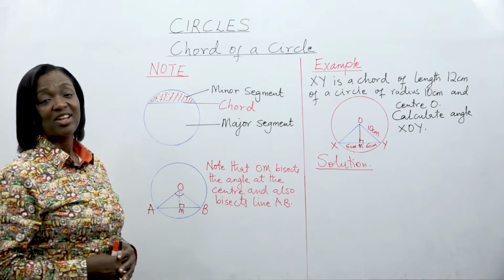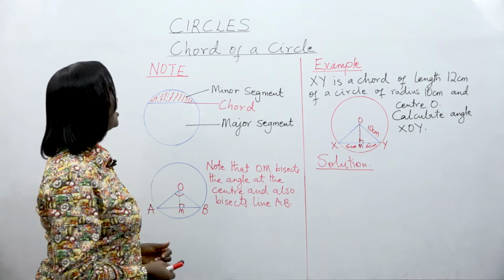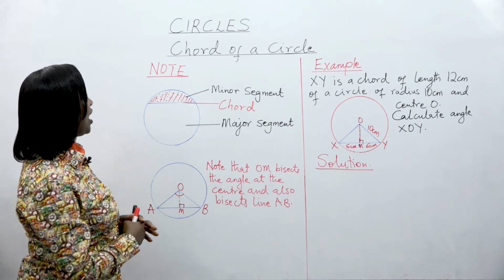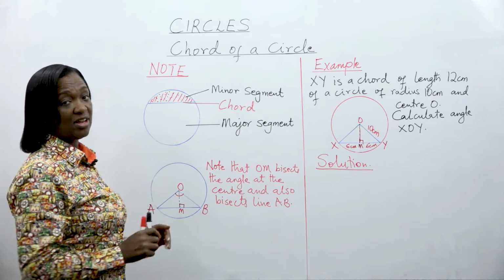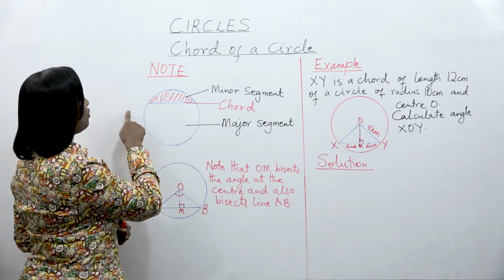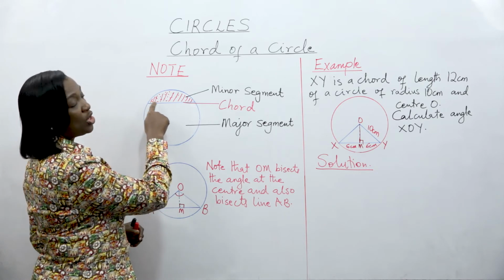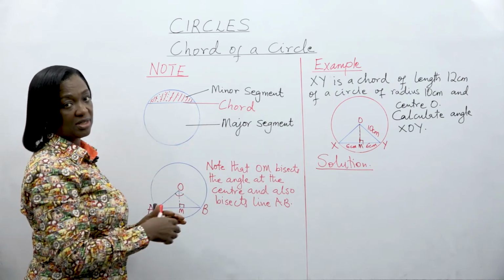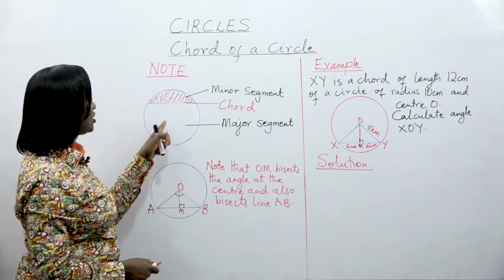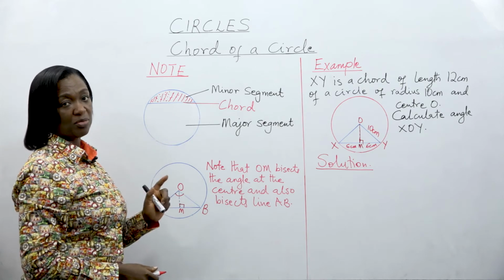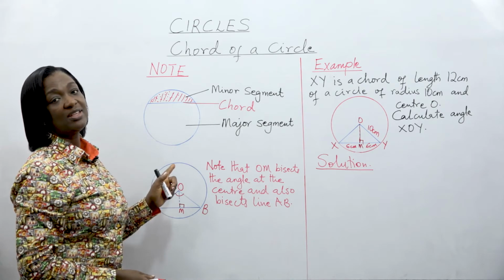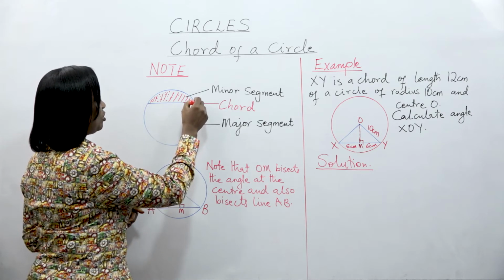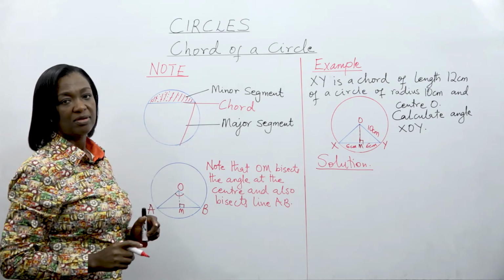Next, we want to look at the chord of a circle. What is the chord of a circle? If you have a circle and you have a straight line that passes from one part of the circumference to another, it is called a chord. As long as it's not passing through the center of the circle. Because if it passes through the center, then that would be a diameter. So that's a chord. This is also another chord. All right?